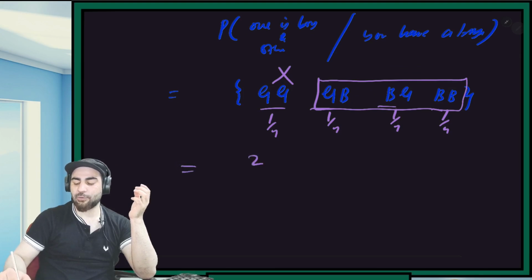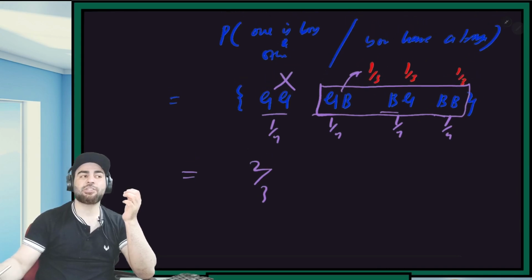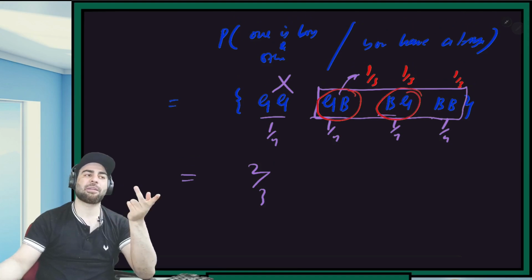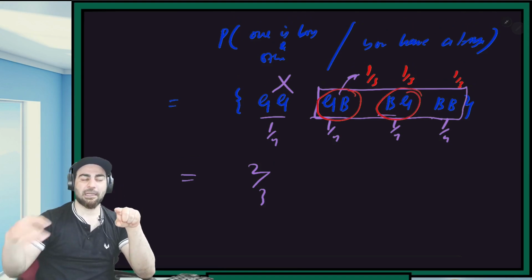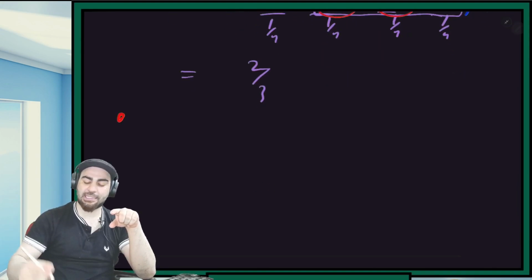The new probability should be 2/3. Why? Because I have to renormalize it. It was initially 1/4 each; once I renormalize the probability, it will be 1/3 each. This will be 1/3, and this will be 1/3. Now these two cases are favorable to me: girl-boy and boy-girl, because the boy-boy case should not count, since I am asked whether the other sibling is a girl child. So that is 2/3.